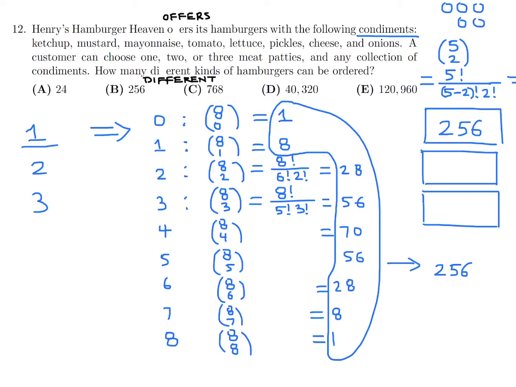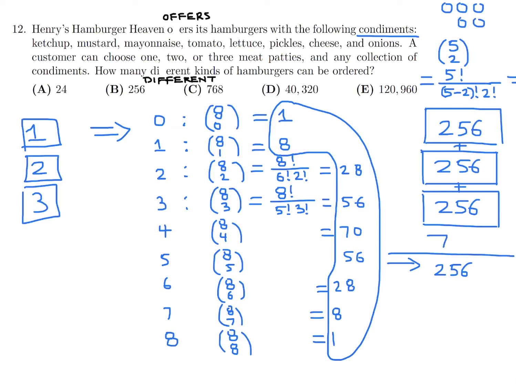And that's for 1 patty. For 2 patties, it would be the exact same thing. And for 3 patties, it'll be the exact same thing. So the grand total will be 256 plus 256 plus 256, which is equal to 768. That's the different kinds of hamburgers that can be ordered. So number 12, the answer is C.